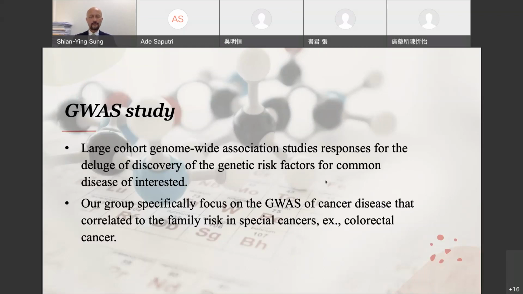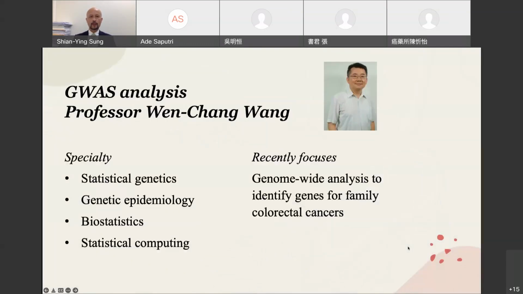One of the family studies includes the GWAS study, which is the large cohort genome-wide association study of family genomes. And our group specifically focuses on GWAS of cancer disease that correlates with the family risk of a specific cancer, for instance, colorectal cancer.